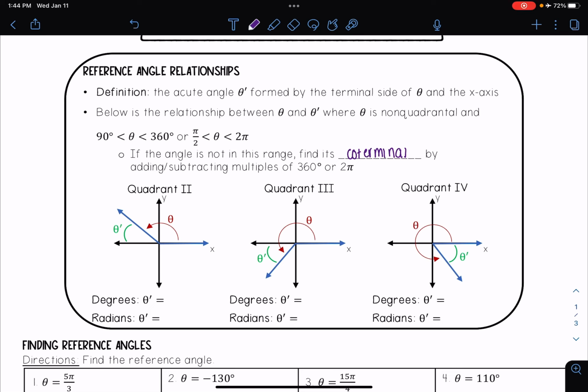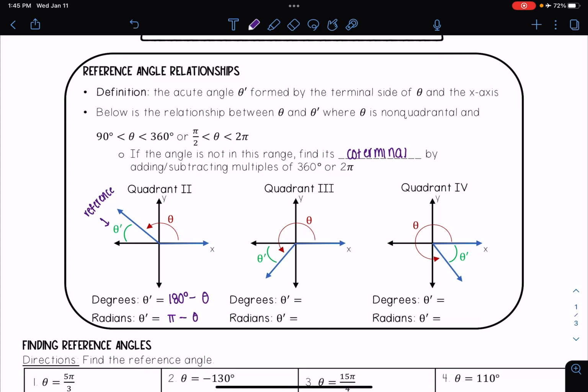So if I'm looking at quadrant 2, I see my angle here is theta in red. That would mean that my reference angle would be what's in green here. So it's going to be the angle between that terminal side and the x-axis. And so if our terminal side's in quadrant 2, to find that reference angle, if we're looking at degrees, we would do 180 degrees minus theta, our given angle. If we're looking at radians, 180 degrees is equivalent to pi, so I would do pi minus theta.